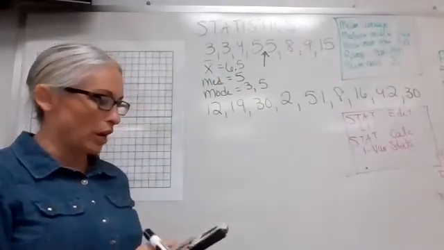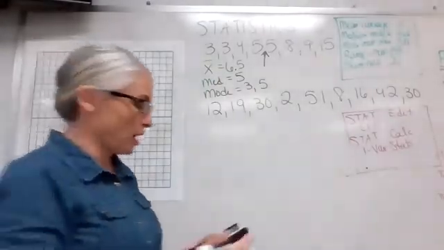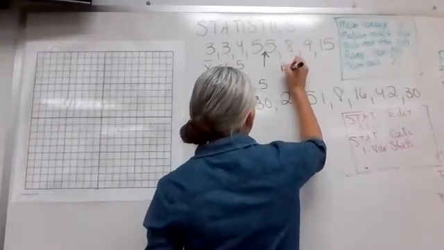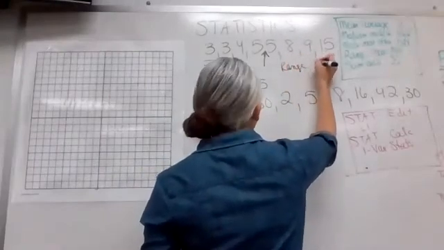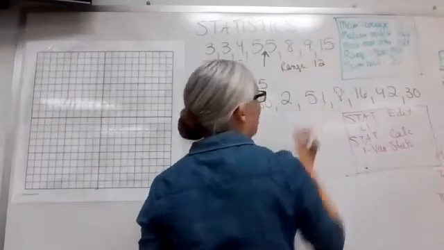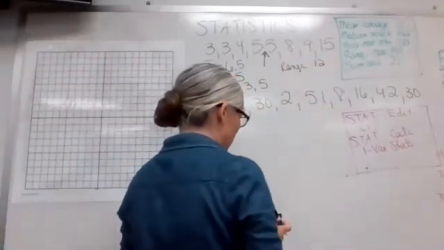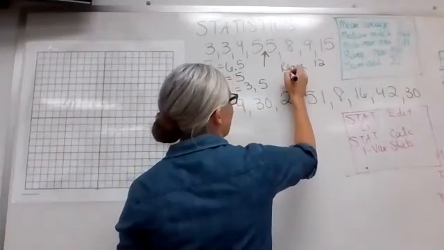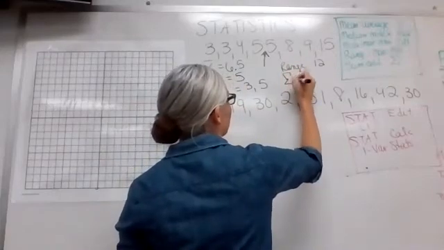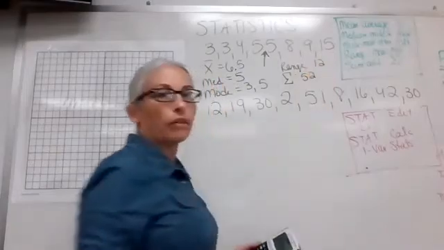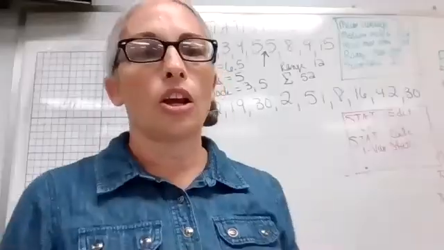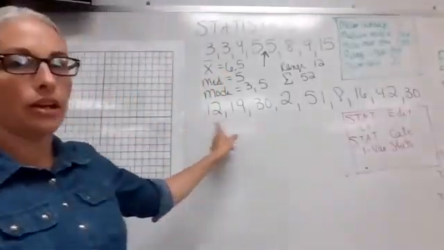Anthony, what about the range? 12. Because we had 15 minus 3, which is 12. And Allison, what did you get for the sum? 52. 52. Perfect. Good, let's try the second list right here.